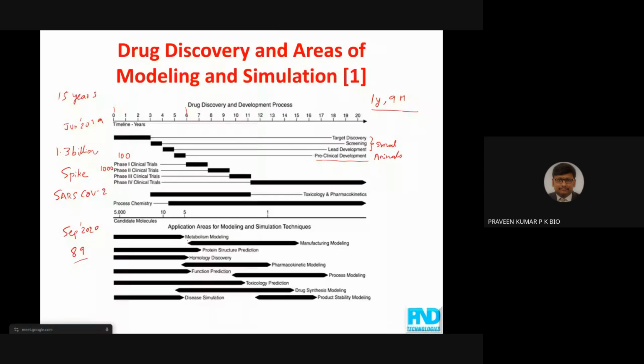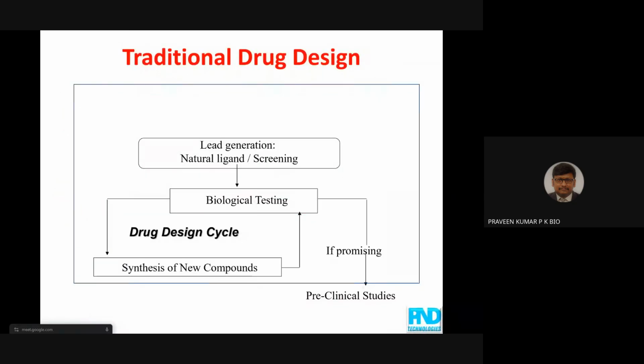At the bottom, you can see the different computational methods used in modeling and simulation. Now, let me come to the types of drug design. The first type we discuss here is traditional drug design, that is, how drugs were discovered 50 years ago.